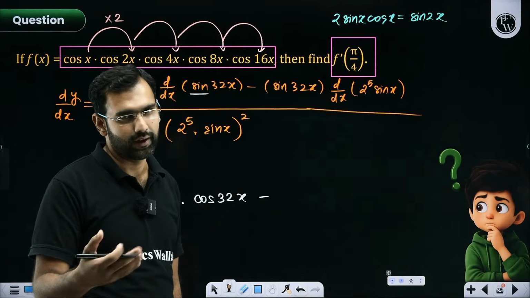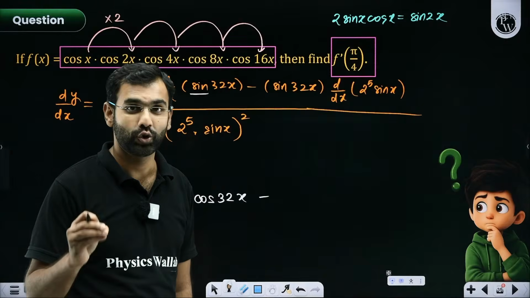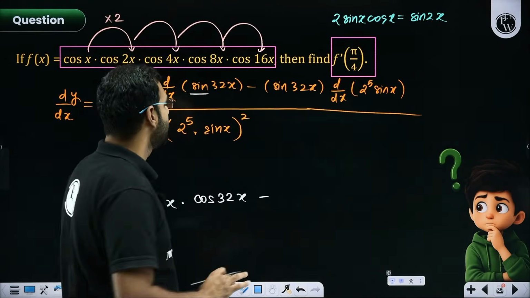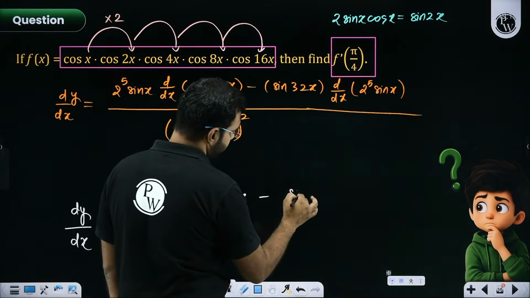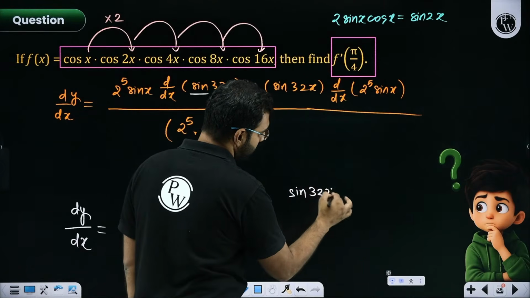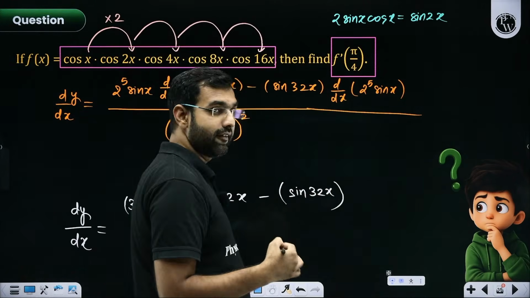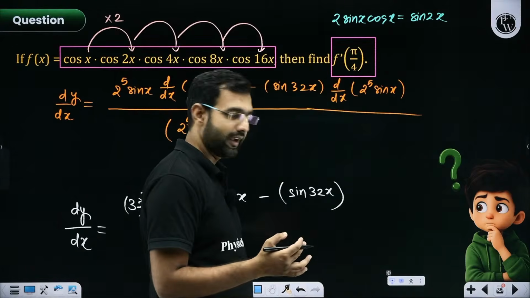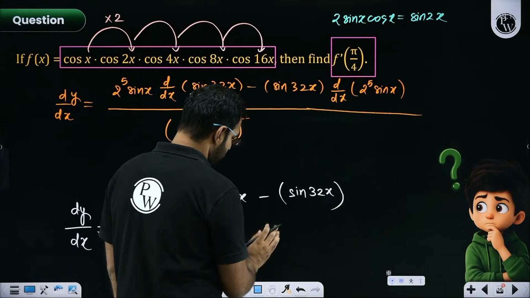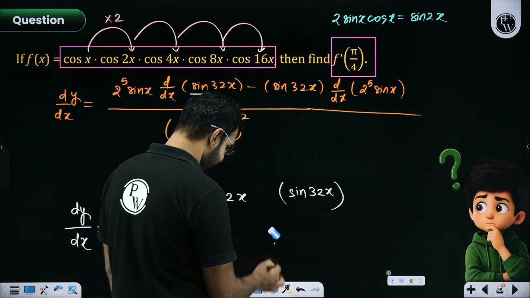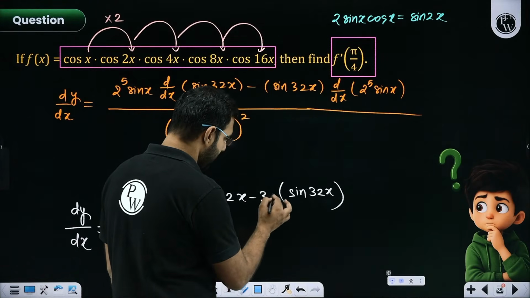But anyway, 1 by 32 should have been kept outside because it is constant. Indeed, that's true. So with this is sin 32x, which is like that only. The derivative of 2 to the power 5 is 2 to the power 5, which is 32. So 32 stays outside like this.